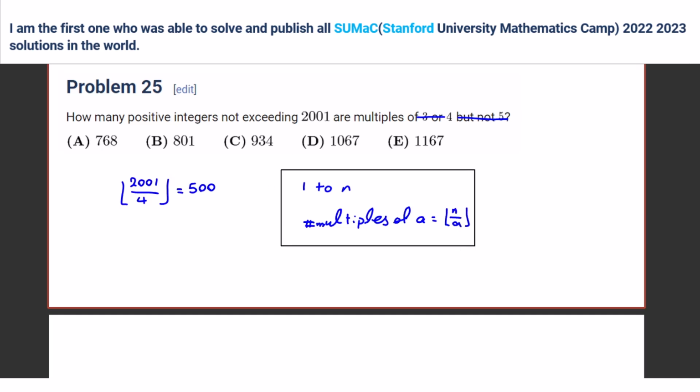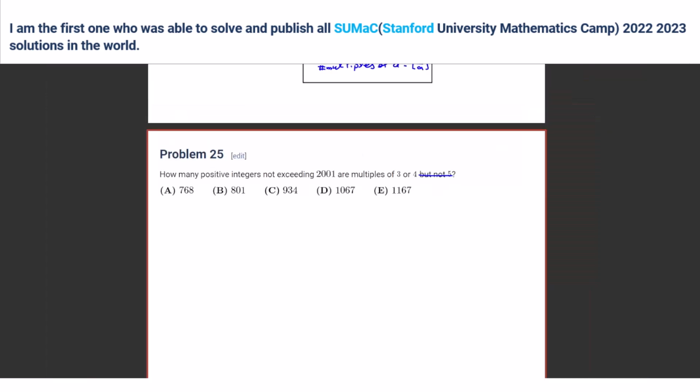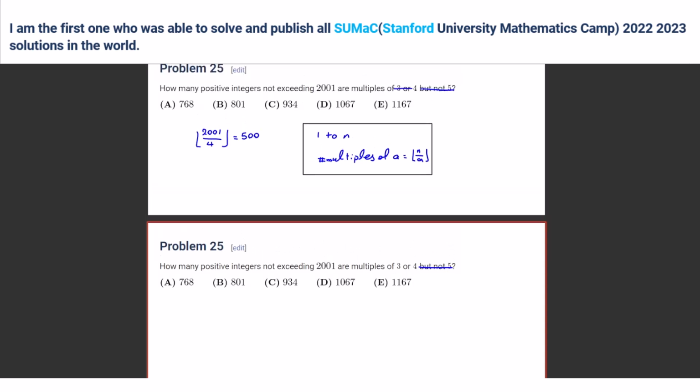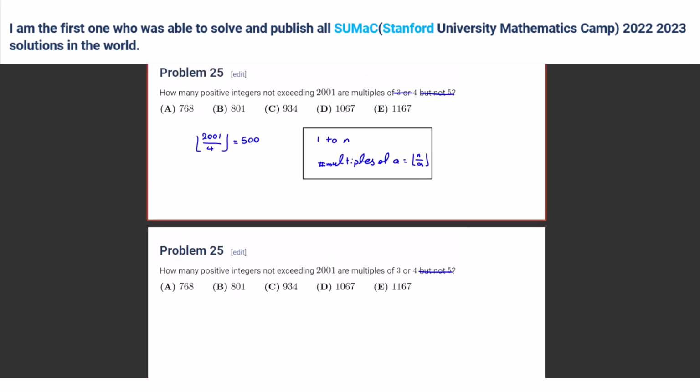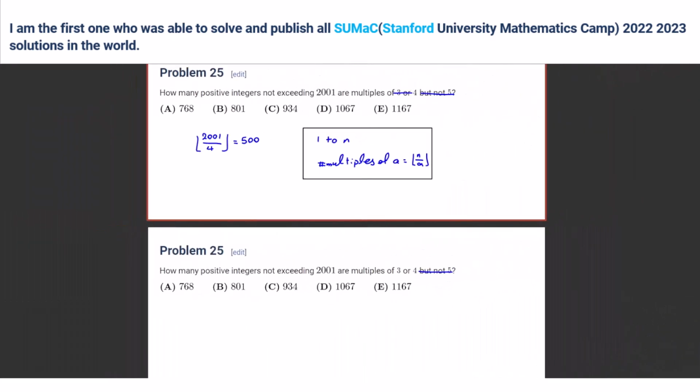Now, let's make it harder. Suppose that we didn't have only this. How many numbers from 1 to 2001 are multiples of 3 or 4? Calculate this. I got 1034. 1034. Okay, can you explain?